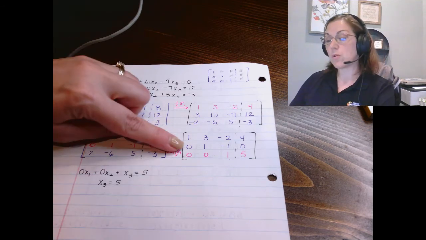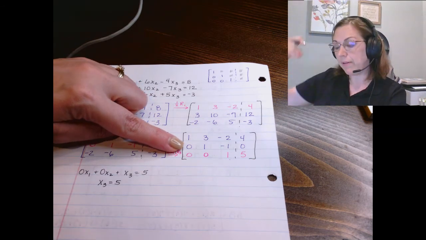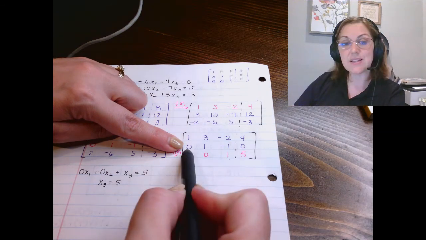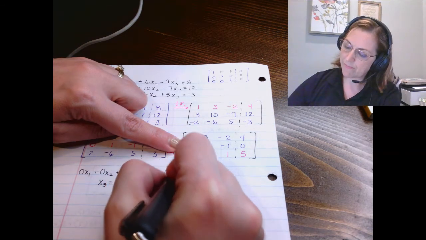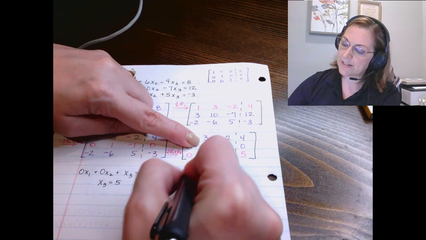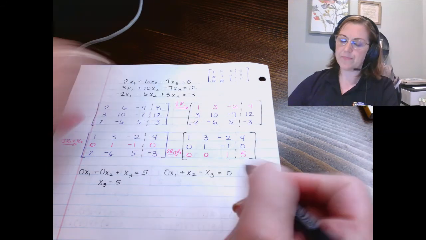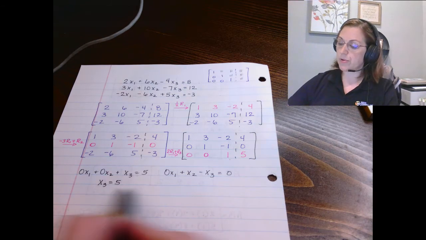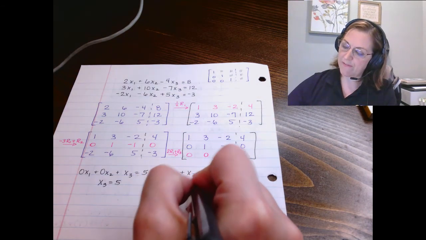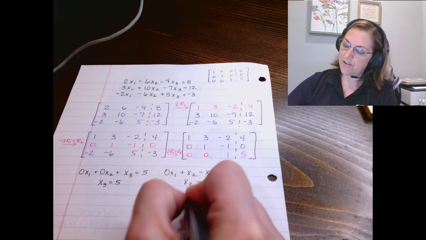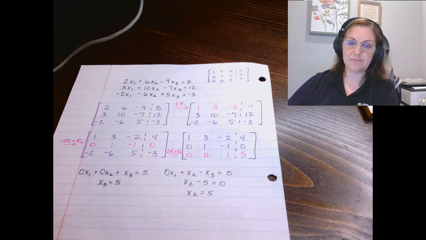Okay, look at your second row. We're working from the bottom up. So your second row says 0x1 plus 1x2 minus 1x3 equals 0. Now put your x3 being 5, and you get that x2 also is 5.